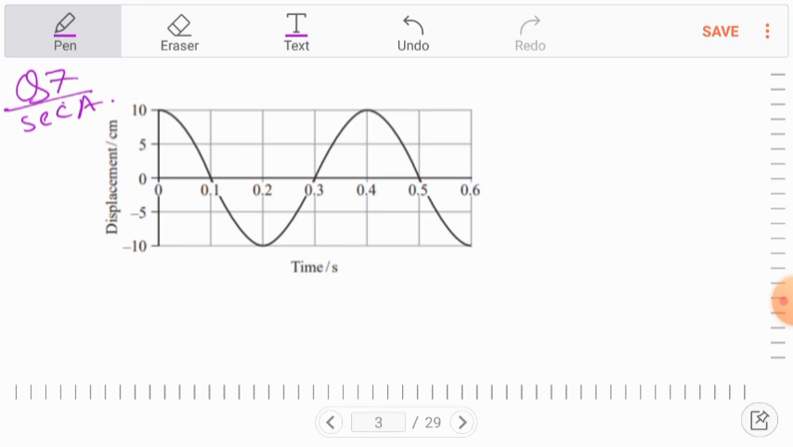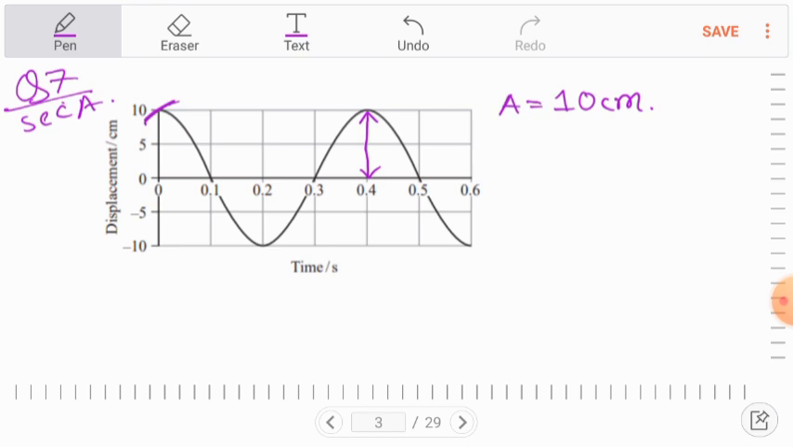Statement 1 says that the amplitude of the wave is 20 centimeters. Now amplitude is not 20 centimeters. Amplitude is basically the maximum height from its equilibrium position, and this graph shows that the value is 10 centimeters. So the amplitude for this wave is 10 centimeters, not 20 centimeters. So option A is not correct. Let me write it down: amplitude equals 10 centimeters.